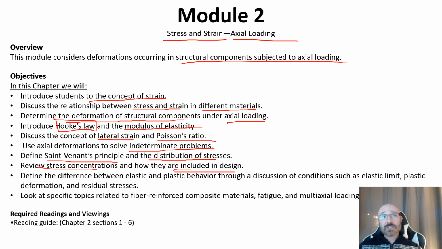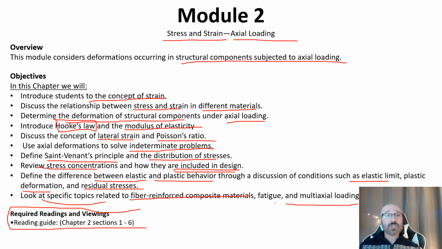This is how this is going to start tying into some future courses like ME 171. We'll define the difference between elastic and plastic behavior, which we can relate back to the stress strain curves, through a discussion of such things as elastic limit, plastic deformation, and residual stresses. Then we'll look at some specific topics related to fiber reinforced composite materials, fatigue, and multi-axial loading. This relates back to our textbook in Chapter 2, Sections 1 through 6.